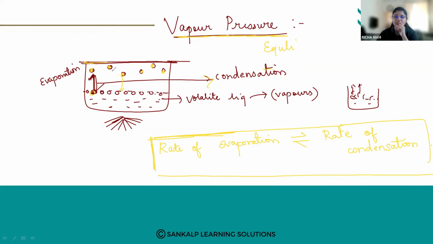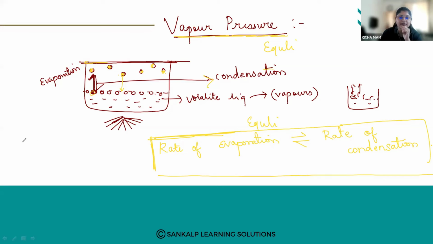So we are going to see what factors affect the vapor pressure. Remember, the equilibrium is very important. I'll repeat once more: vapor pressure is the pressure exerted by the vapor of a liquid on the surface of the solution or liquid when equilibrium is established between the liquid and its vapor, where the liquid is volatile in nature.